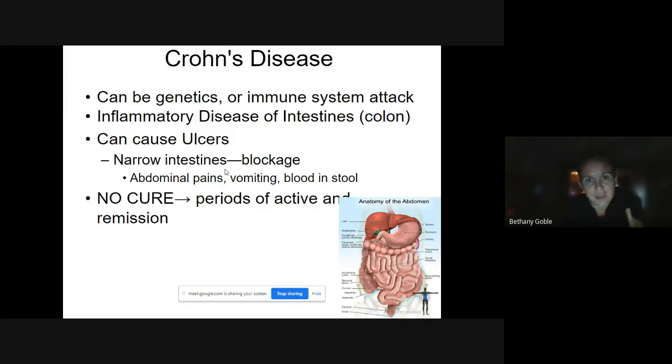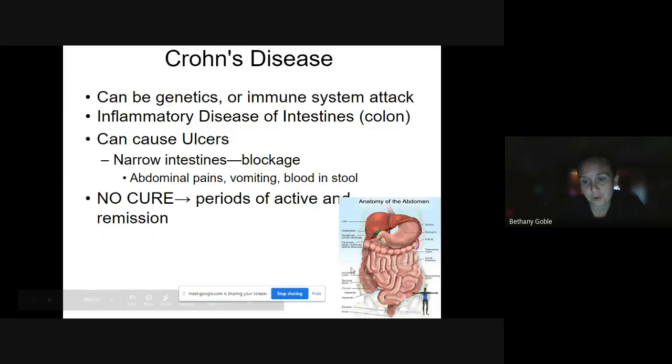True story, I had a friend who had a lot of abdominal issues. She would have pain, blood in her poop, and heartburn. They said it's ulcers. She had some ulcers, and she said, this is not going away, it's still hurting. Well, eventually she went to a specialist, and she had Crohn's disease. They told her there's no cure for it. And there's times where it's active, where it hurts, and then there's times where it doesn't.